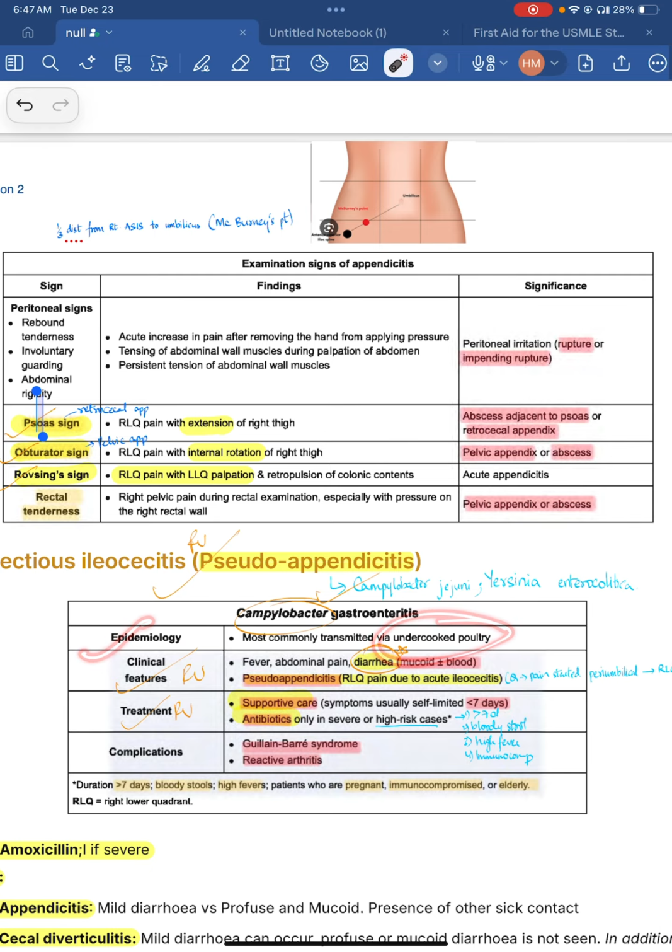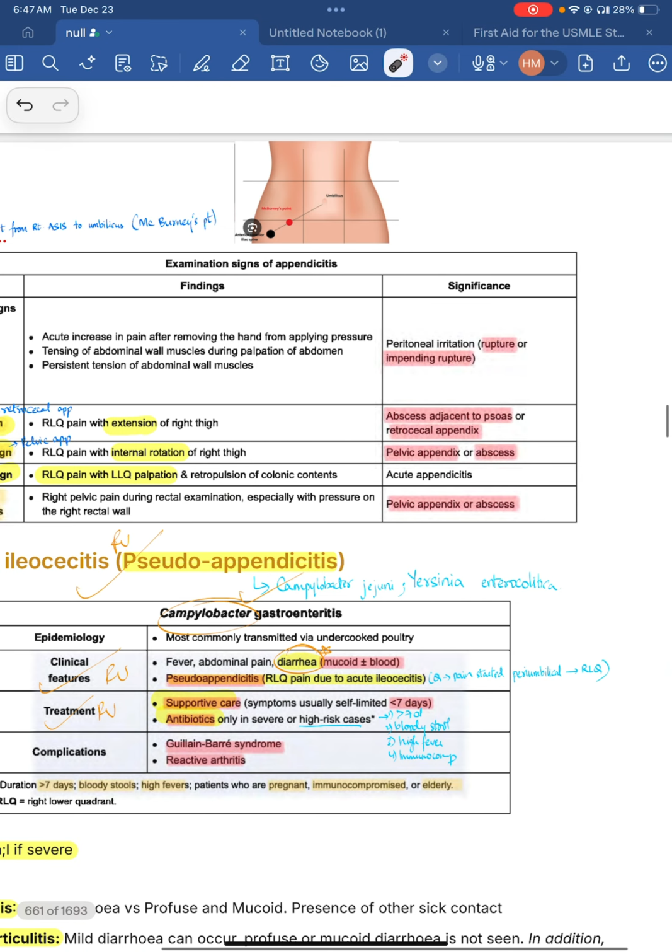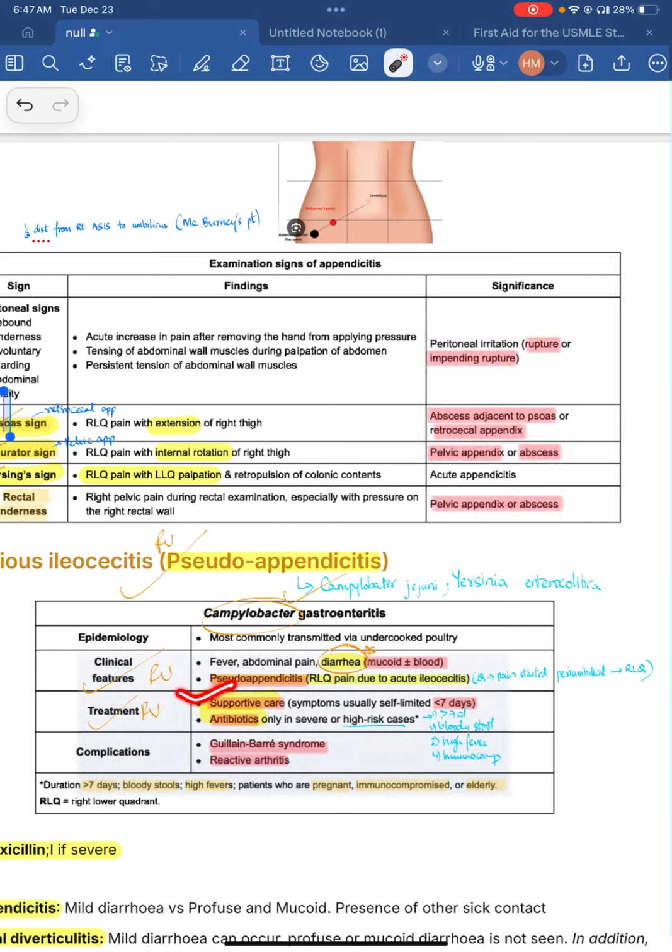Epidemiology is undercooked poultry. Clinical features are the same as appendicitis. You'll have fever, abdominal pain, but here you'll also have diarrhea, bloody diarrhea. Pseudoappendicitis: right lower quadrant pain can be seen due to acute ileocecal inflammation. Treatment is supportive care, and antibiotics only if it is a high risk or severe case.